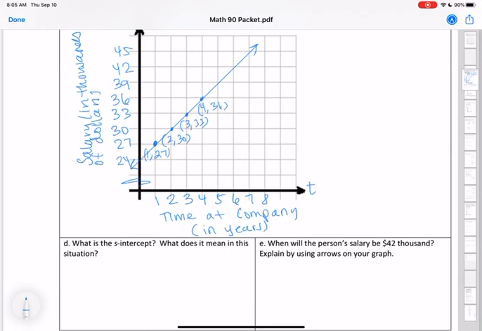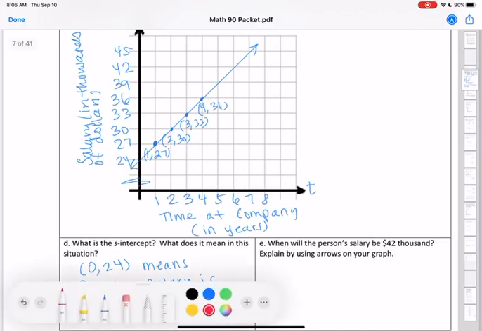And what does it mean in this situation? So the S-intercept, whenever they ask you about a point on the graph, you want to list it as an ordered pair. Okay, so the S-intercept is at that (0, 24). And what does it mean in this situation? That means that the starting salary is $24,000. All right, and last one. When will the person's salary be $42,000? Explain by using arrows on your graph.